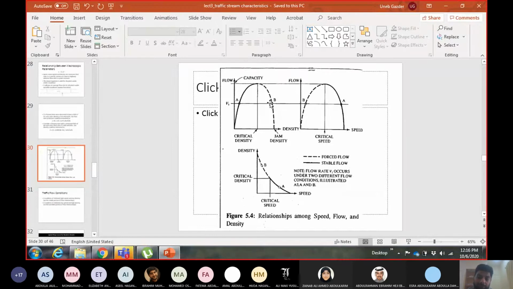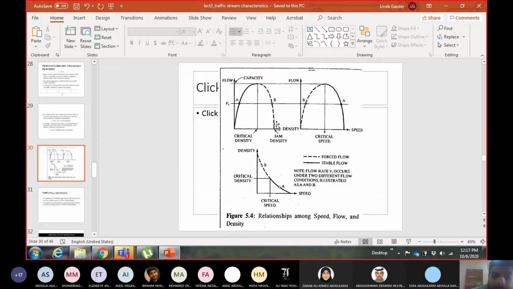Density increases more. That means more vehicles are now occupying the section. Then the flow will not be able to increase, or it will not be sustained. It will start reducing because again now you will have traffic jam. So the flow will start to reduce. After capacity, increase in density will start reducing the flow.